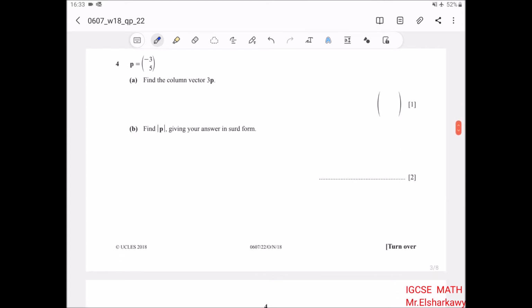Question 4. The vector p is equal to (minus 3, 5). Find the column vector 3p. So it's just 3 times (minus 3, 5), which is equal to (minus 9, 15). So the answer is (minus 9, 15).